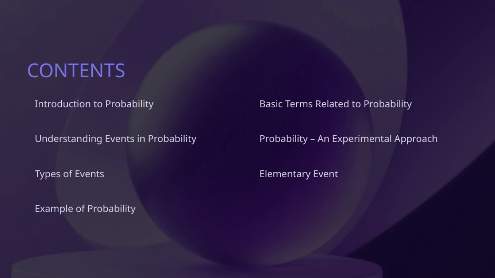Then we encounter different types of events. For example, independent events, where one event doesn't affect another, and dependent events, where outcomes are linked. Understanding these types is crucial for calculating probabilities accurately.